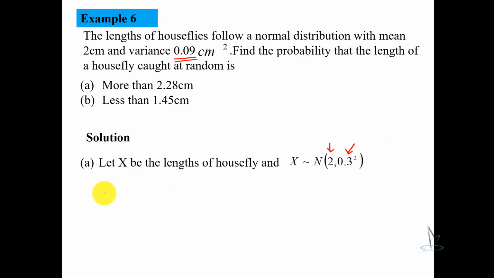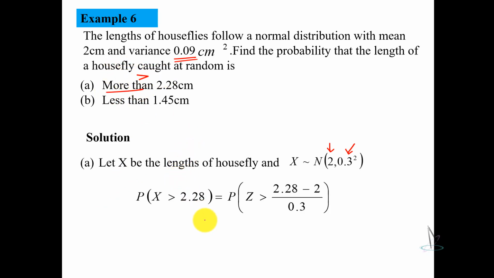Okay, so what we want to find is the probability more than, that means greater than. So the probability for X greater than 2.28. So standardize them. So 2.28 minus 2 over 0.3. Just in case you forgot, Z is equal to X minus mu over sigma. So use that formula. So Z is greater than 0.93, which means that this value is 0.17620.